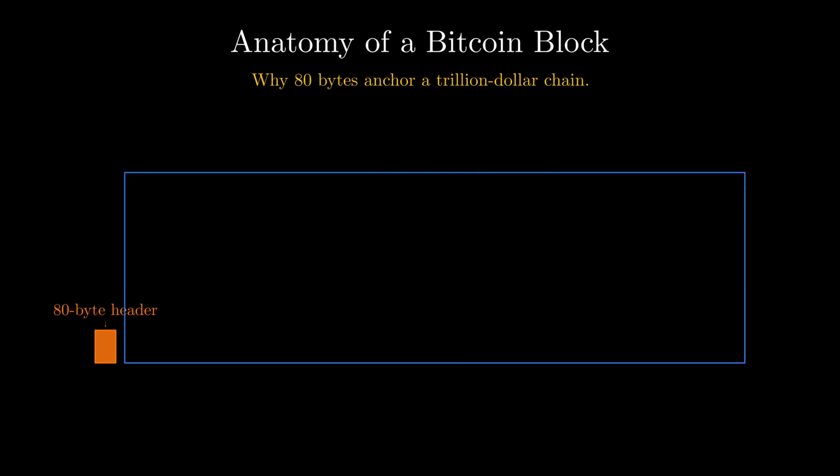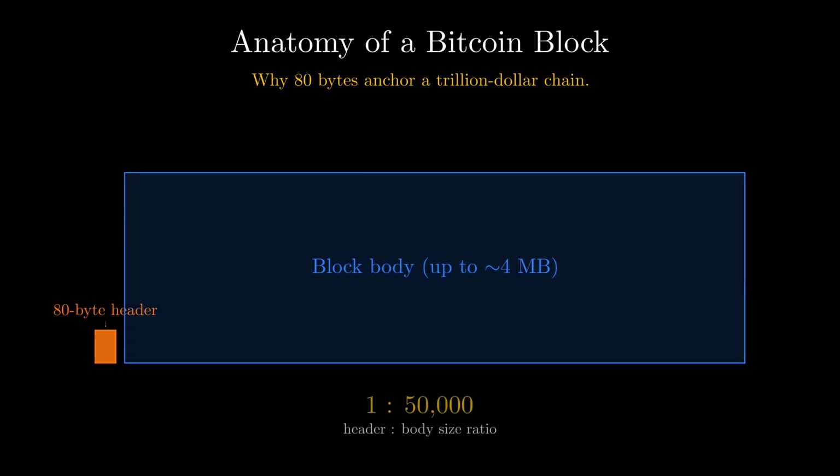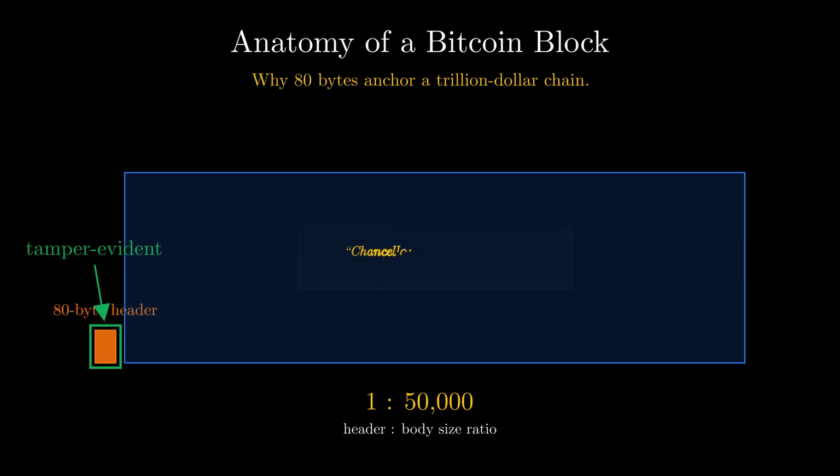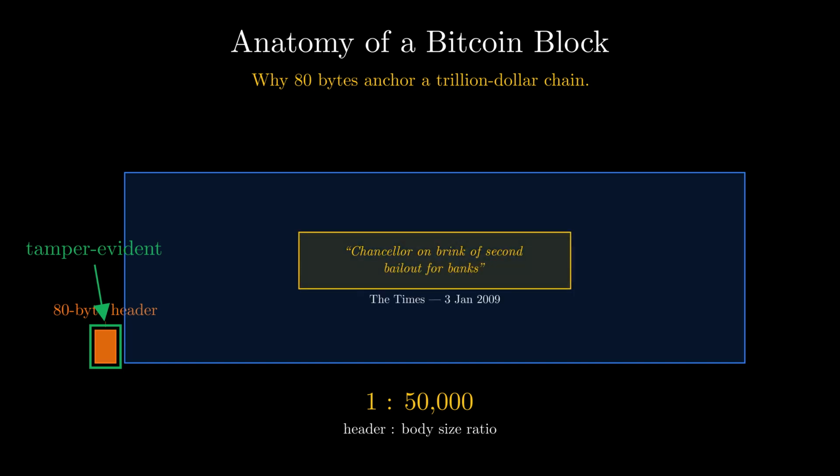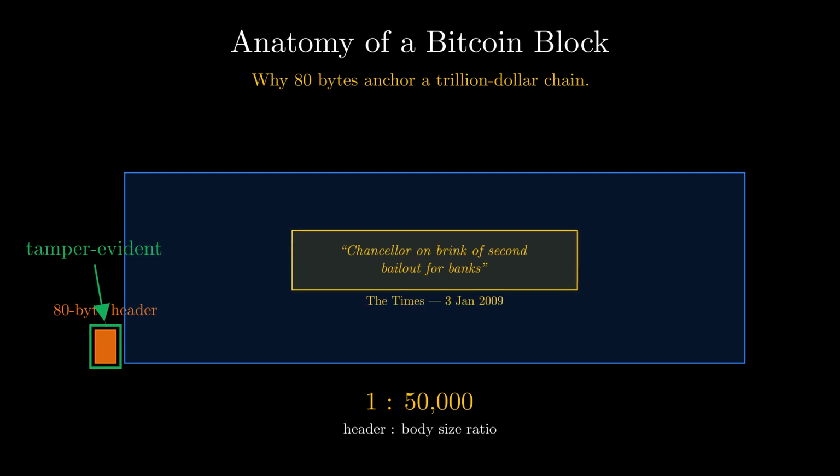The part of a Bitcoin block that links it to every other block in history is just 80 bytes, smaller than this sentence. The rest of the block can be 50,000 times larger. That tiny header is what makes Bitcoin tamper-evident, and the very first block ever mined contains a buried newspaper headline from January 2009. Let's open it up.